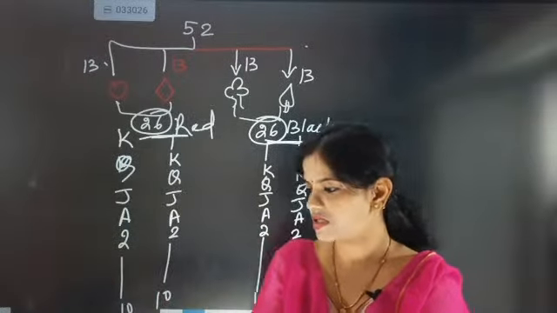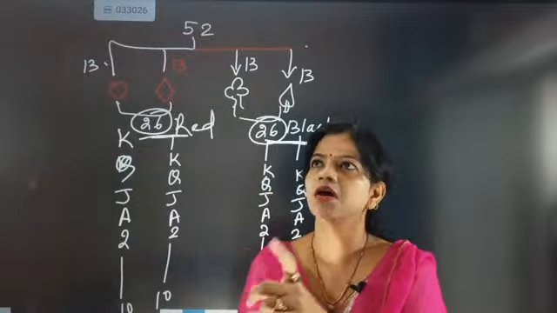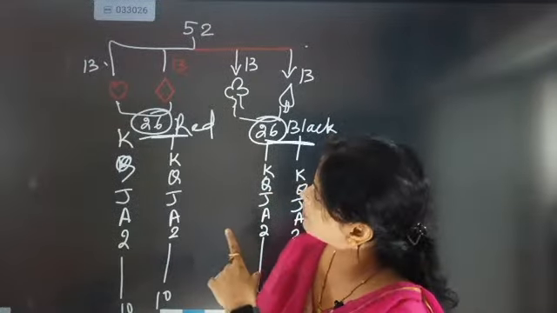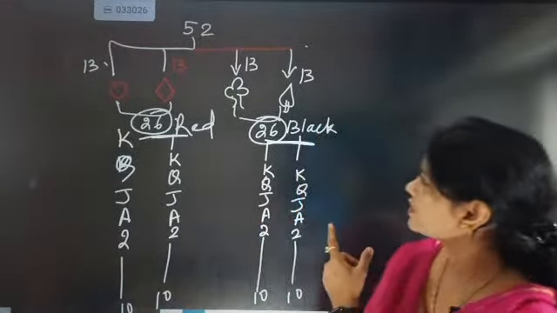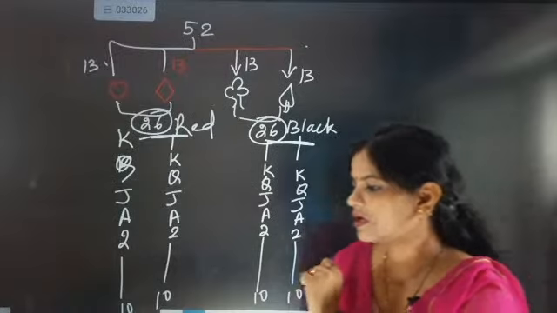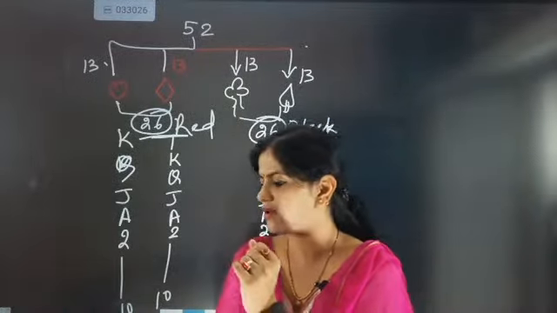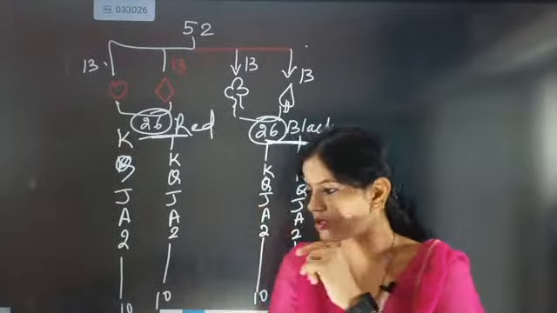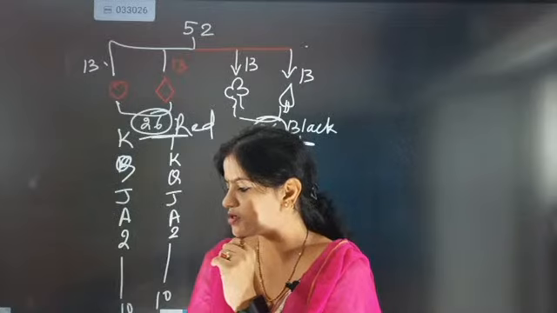9 4s are 36. Total 36 will be coming. Like 2 to 10 will be coming for diamond, 2 to 10 from heart, 2 to 10 from spade, and 2 to 10 from club. So total 9 9 9 9 will be coming, which makes a total of 36 cards. Number cards will be 36 cards. I hope you might have understood.